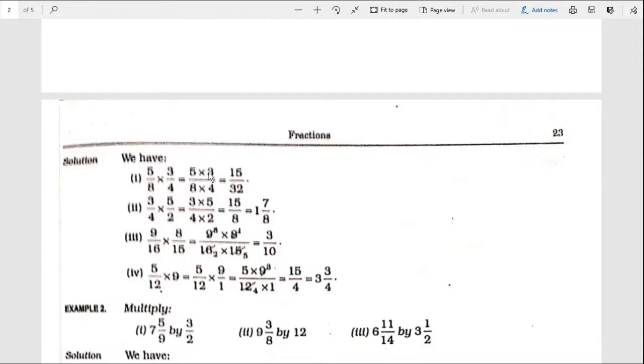So numerator will be multiplied by numerator, the product of numerators is 15 and the product of denominators is 32. Here also 15 by 8. So it is an improper fraction, so this improper fraction will change into a mixed fraction.